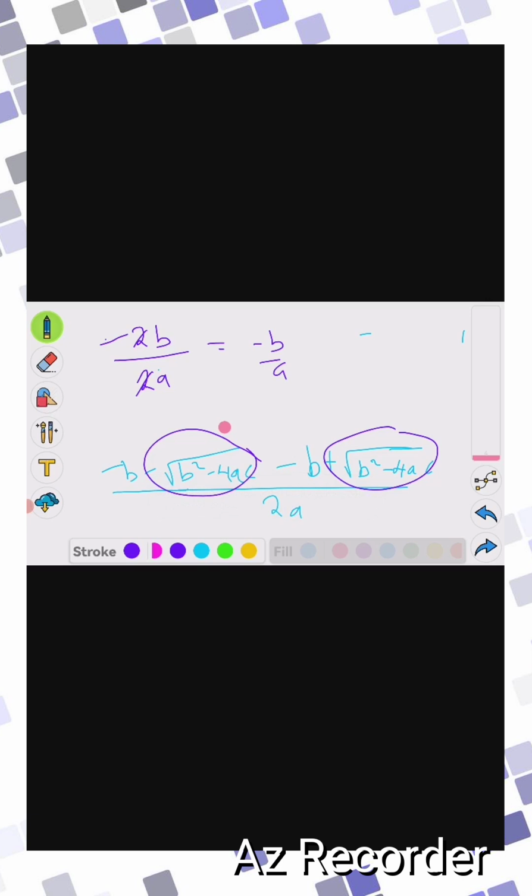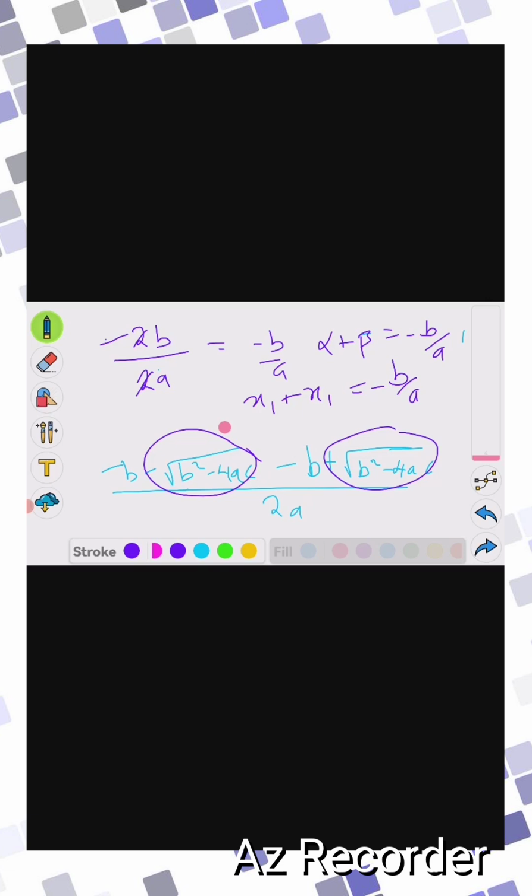So this concludes that our sum of the roots, in this case x1 plus x2, is equal to negative b over a, or we can also say alpha plus beta is equal to negative b over a, which is the same as in our previous scenario.